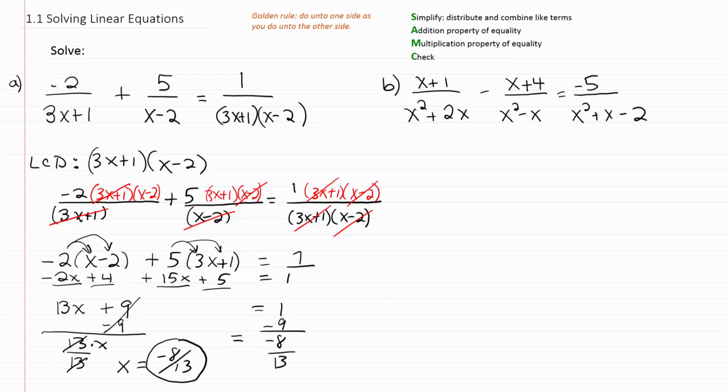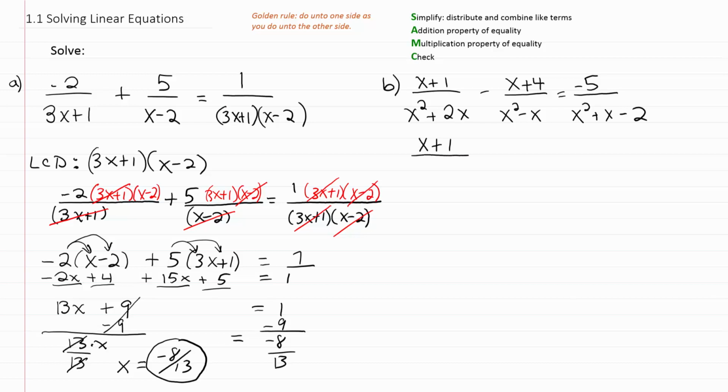All right, let's take a look at equation B. We have the same sort of situation, but we have to factor the denominators first here because you can't see what makes up those denominators. So we need to factor it first so that we can see what the denominator is composed of. So the first fraction can be factored.